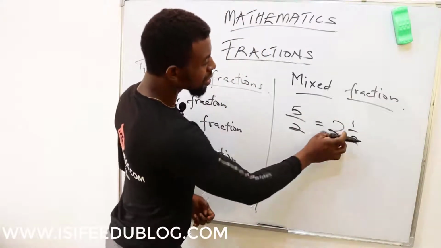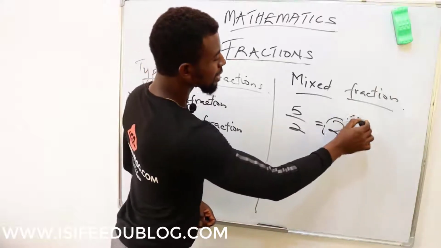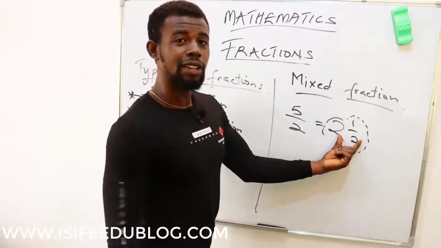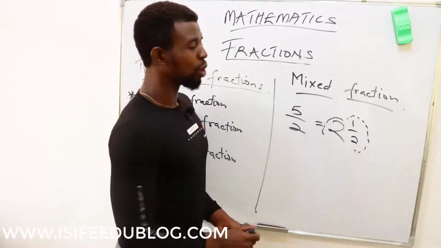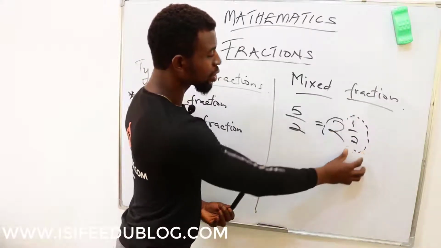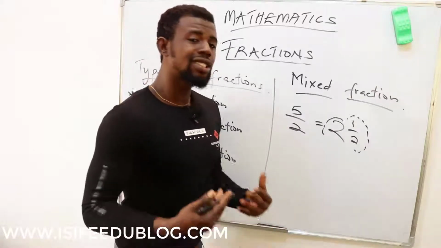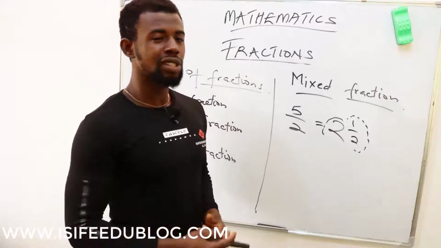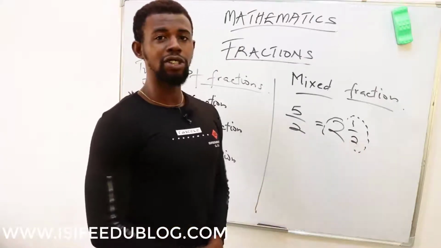This first part is our whole number part. Now look at our fractional part. I don't know if you notice anything about this fractional part. Our numerator has become less than our denominator. So we've now gotten a proper fraction out of this improper fraction. That is why we say that mixed fractions are the proper form of improper fractions. And a mixed fraction will always contain a whole number part and a proper fraction.